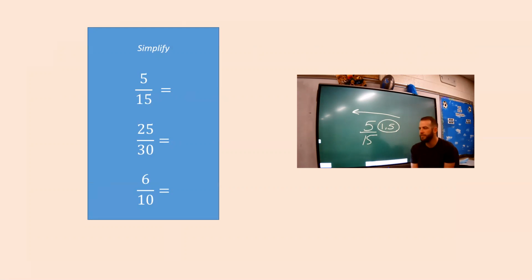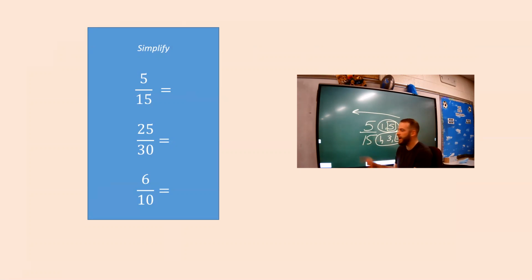Now, what about 15? 1, yes. 2, no. 3, yes. And 5, yes, and 15. So 1, 3, 5, and 15 are the only numbers I can count by for 15. So the question is, what is the biggest one they have in common? And that answer is 5. So that's my magic number.